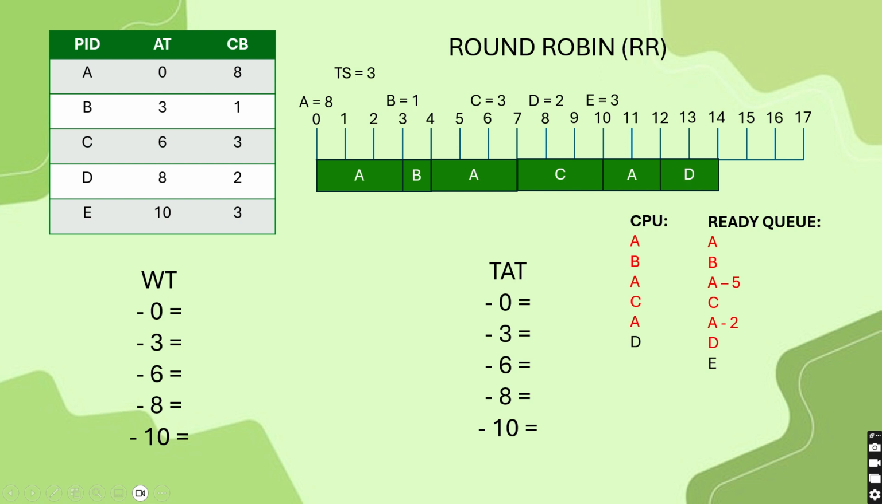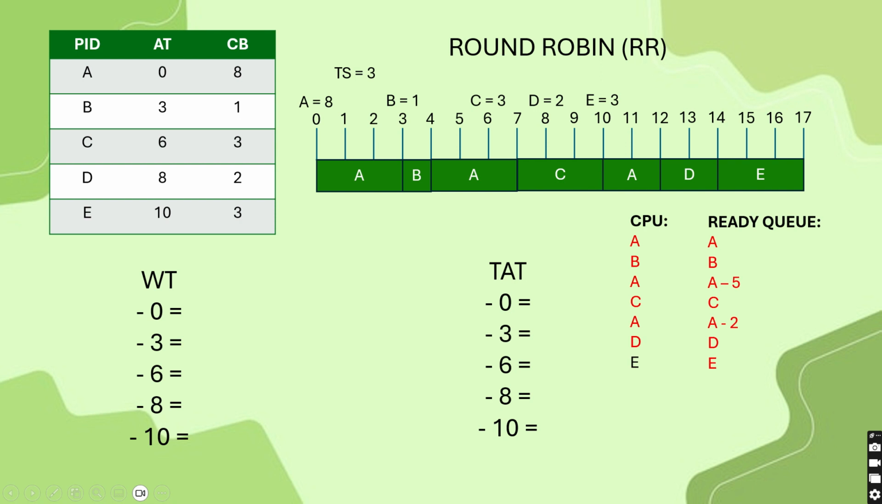Next to execute is process D. Process D will start at time 12, and since process D has 2 CPU bursts only, it will stop at time 14. Now, the only process left in the ready queue is process E. So, process E will be the last to be processed. Process E will start to execute at time 14, consuming its CPU burst. Process E stopped at 17. Take note that the time slice will only be used when the CPU burst is more than the value of the time slice.